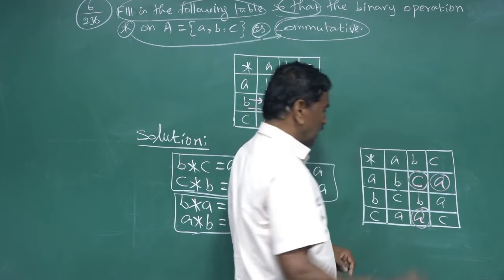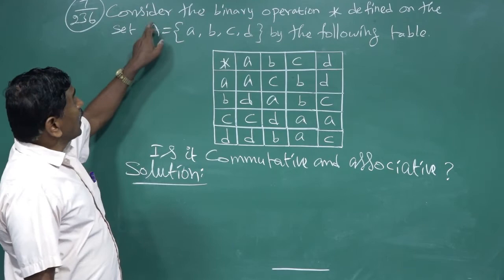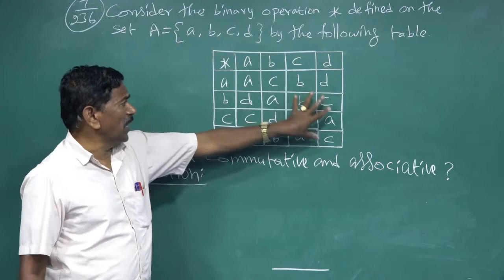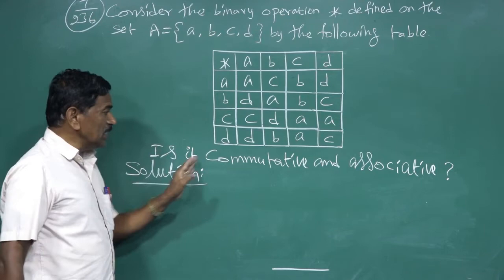Children, listen. Now, seventh question. Consider the binary operation star defined on the set A = {a, b, c, d} by the following table. The table is given, and all the elements are filled, there is no vacant place.